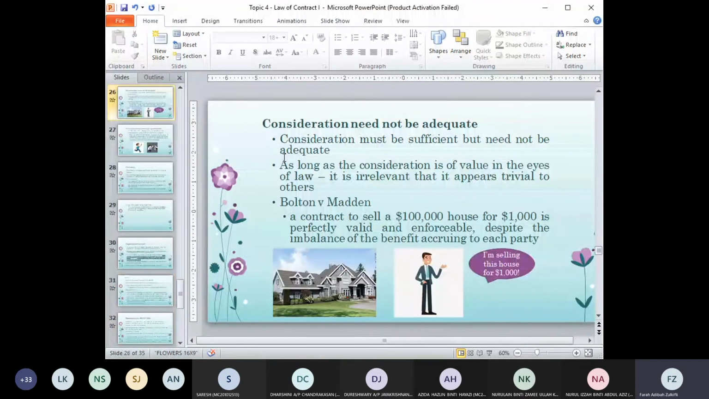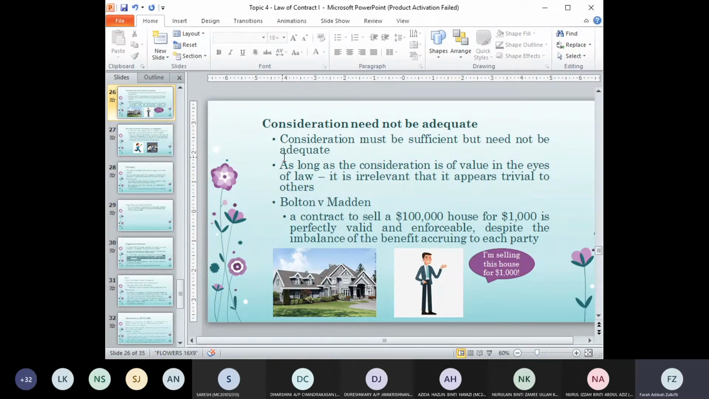And then the third one, a consideration need not be adequate. It means that a consideration must be sufficient but need not be adequate. As long as it has a value, it is irrelevant how much it is. For example, if you want to sell a house, the house is valued at $1 million, but you don't want to sell the house at $1 million because you like the person who is buying the house. You want to sell the house cheaper at $500,000. It doesn't matter because it is your right. It is the right of the contracting parties.